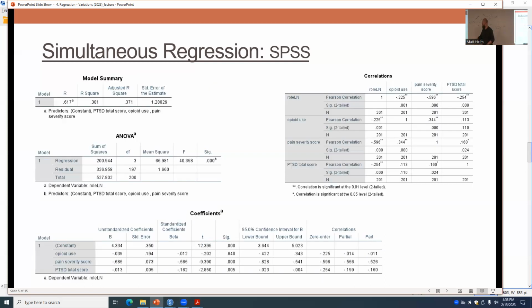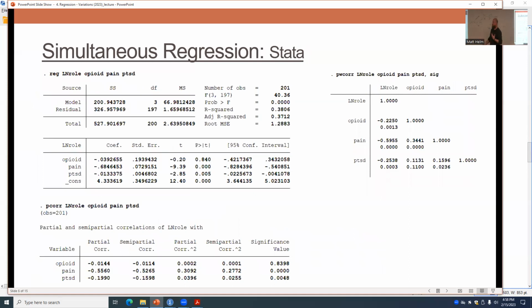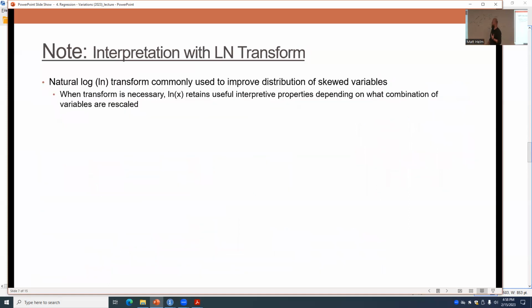Questions about interpretation. What I want you to be able to do is point to anything in this output. You can tell me this is what it is, this is what it means, this is how we would interpret it. Okay. Questions on that? All right, and this is what it looks like stated. Okay. We'll stop there. Question for you all.